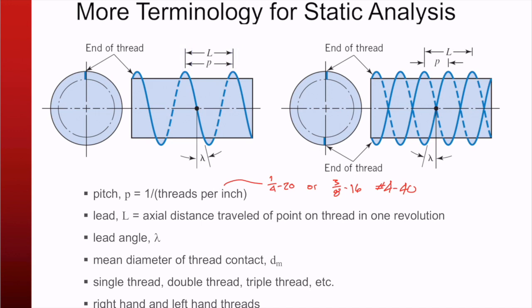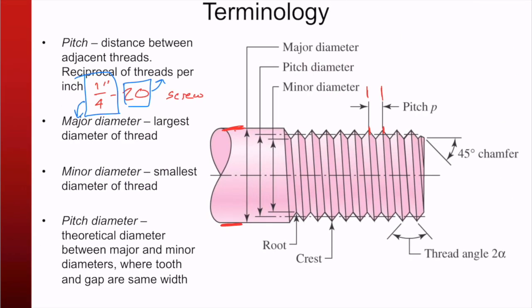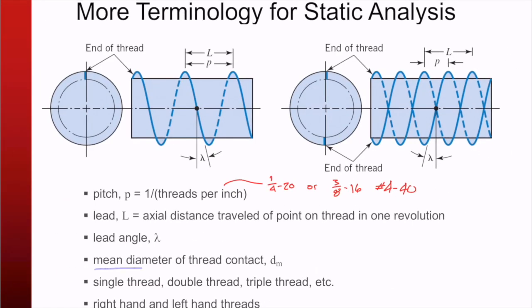The lead angle is kind of like if you turn this on its side and say I'm trying to climb a mountain or climb a spiral staircase. What is the angle? How far above horizontal am I going? The mean diameter of the thread contact: I want to go like that and then like this. The pitch diameter here is this line. Well, we can also call that the mean diameter, and that's the same thing. That's just the diameter between the tip of the thread and the root.